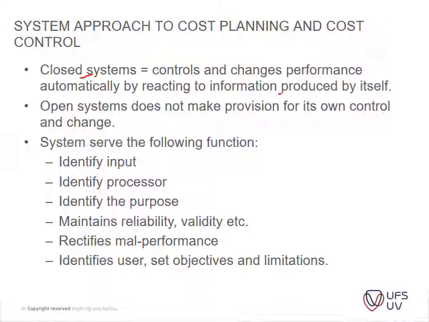Whereas open systems don't make provision for their own control. So usually when you start doing your cost estimation or planning in phase 3, it means that no proper cost information was generated in the first 2 phases, and then you basically start with an open, blank way of looking at items. So your open systems don't make provision for internal control.